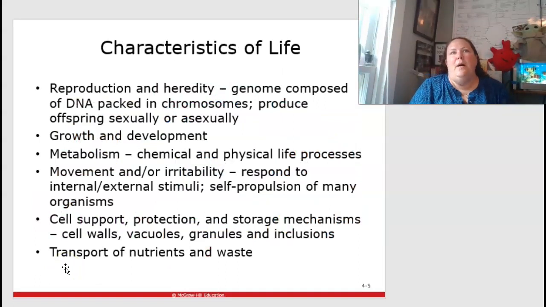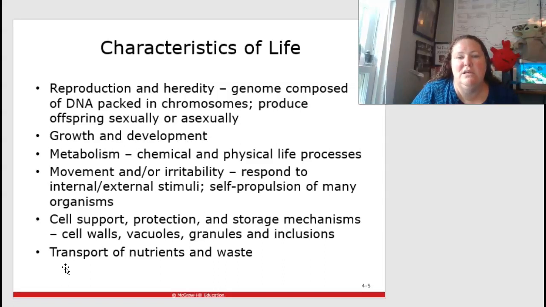So we keep talking about life, but what are the characteristics of life? Well, reproduction and hereditary are one of the big ones, right? So this is where the genome is composed of DNA that's packed in those chromosomes, and these can produce offspring either sexually or asexually. We also have growth and development, we have metabolism, and this is where we have chemical and physical life processes that make the body work.